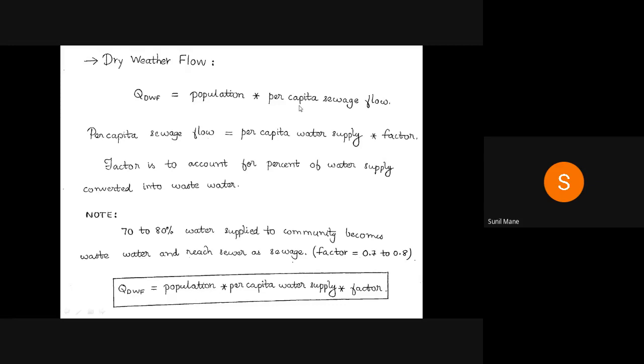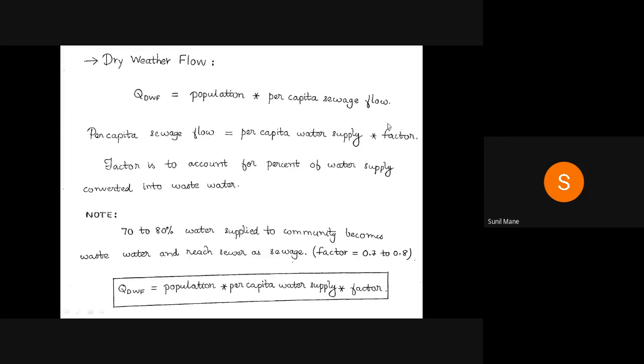Before going for per capita sewage flow, we should have the information of the amount of water being supplied. So per capita sewage flow multiplied by population gives us the total flow Q. Per capita sewage flow is calculated as the per capita water supply multiplied by a factor. Generally this factor would be about 0.7 to 0.8, and this particular factor we can utilize.